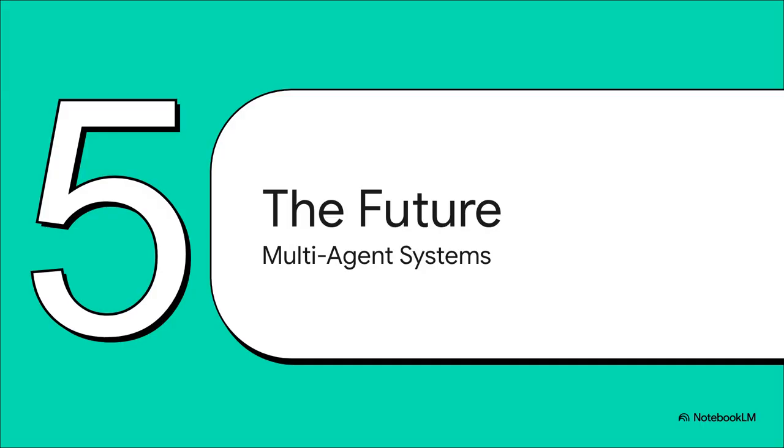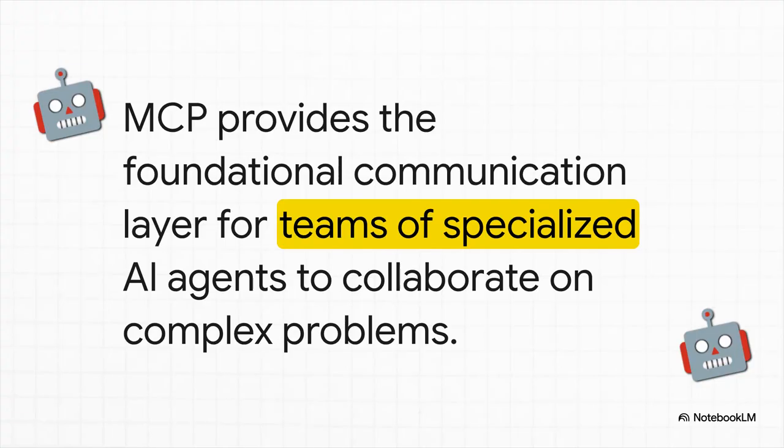But here's the thing. As amazing as all this is, it's really just the opening act. Because as powerful as MCP is for connecting one AI to many tools, the real future is connecting many AIs to each other. This is where we're headed. MCP isn't just a cable. It's a communication network. It's the language that will allow teams of specialized AI agents to work together. So instead of one AI trying to do everything, you can have a team of experts, each one tackling a piece of a really complex problem.